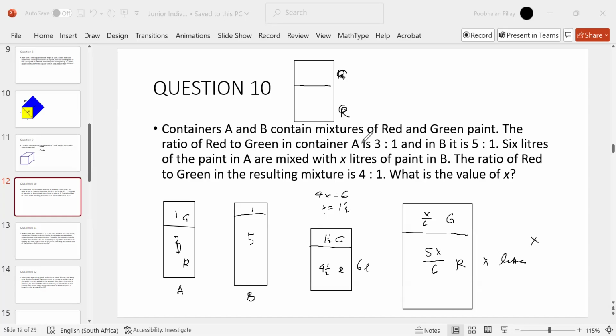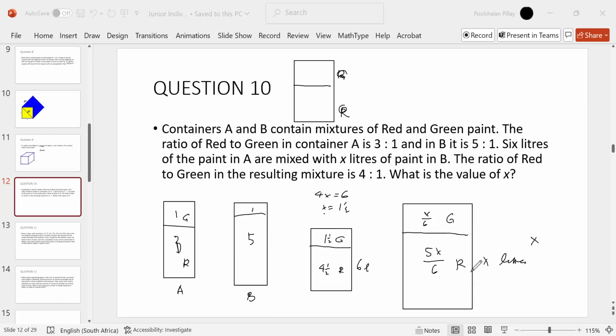The ratio of red is to green is 5:1. I'm getting one mixed up here. Red is to green is 3:1. Okay, that's fine here. This is fine. Red is to green. And yeah, okay, this is fine. Red is to green is 5:1.